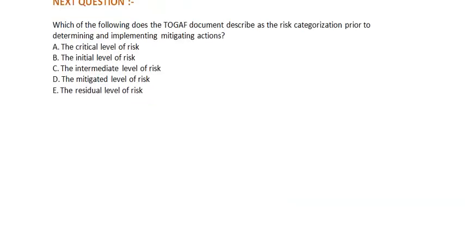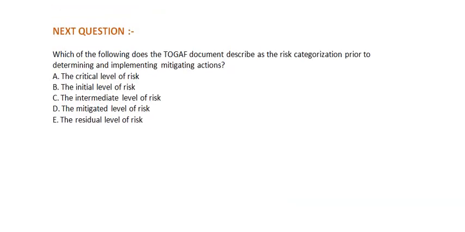Next question is, which of the following does the TOGAF document describe as the risk categorization prior to determining and implementing mitigating actions? Option A, the critical level of risk. Option B, the initial level of risk. Option C, the intermediate level of risk. Option D, the mitigated level of risk. And option E, the residual level of risk.